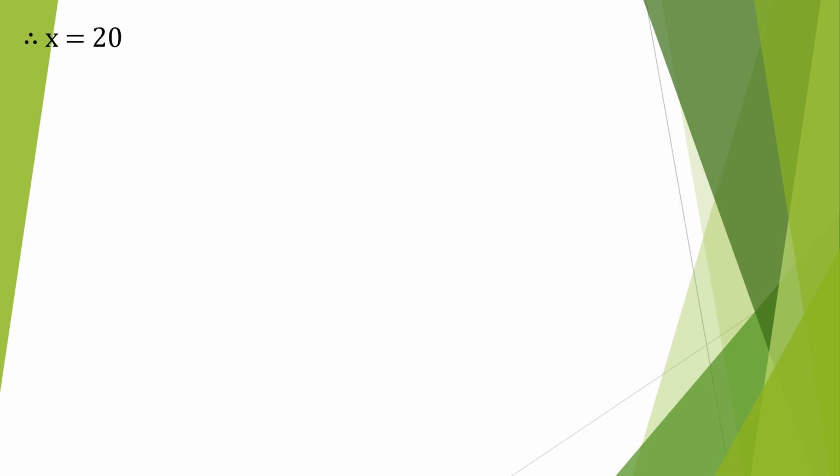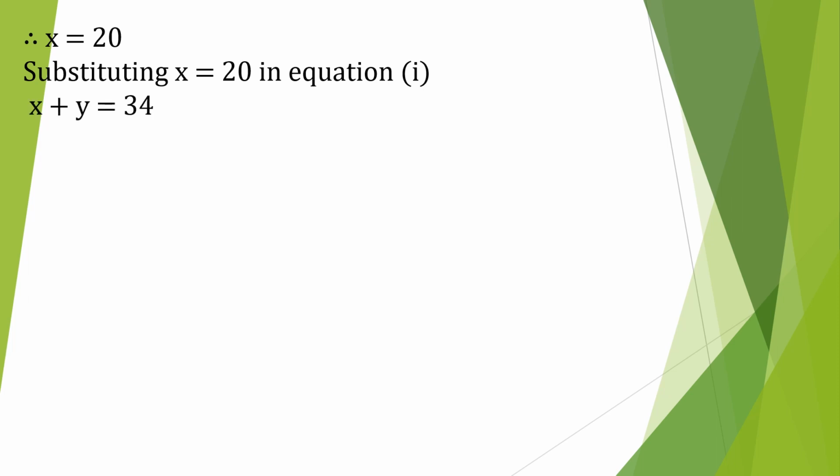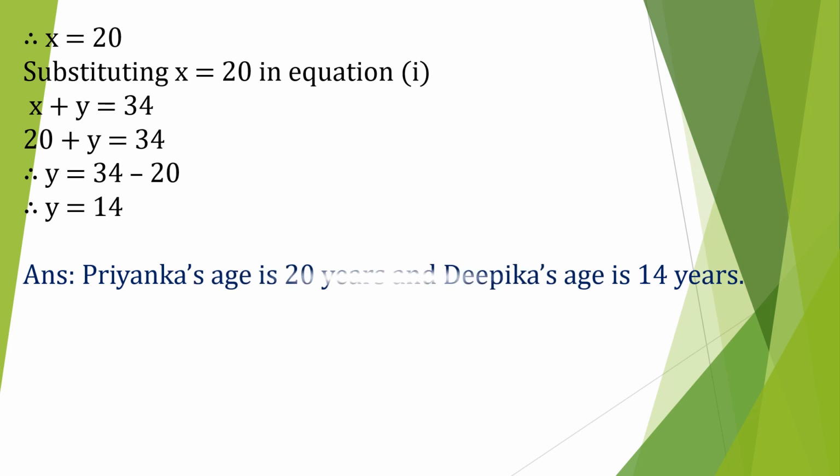Now you'll substitute this value in any of the equations. Substituting x equal to 20 in equation 1. So now what is my equation 1? x plus y equal to 34. So I'm substituting it, that is 20 plus y equal to 34. Therefore y equal to 34 minus 20. So the value of y is equal to 14. So you got the ages of Priyanka and Deepika. So the final statement you'll write down: Priyanka's age is 20 years and Deepika's age is 14 years. I hope you got the word problems.